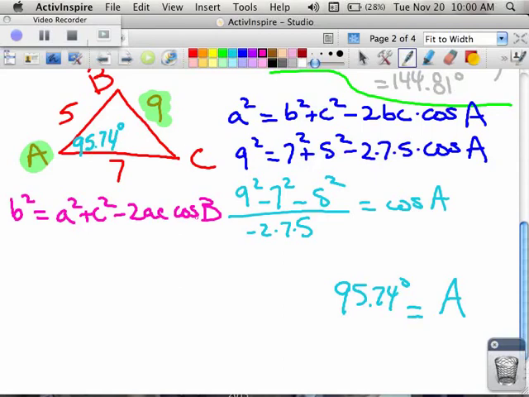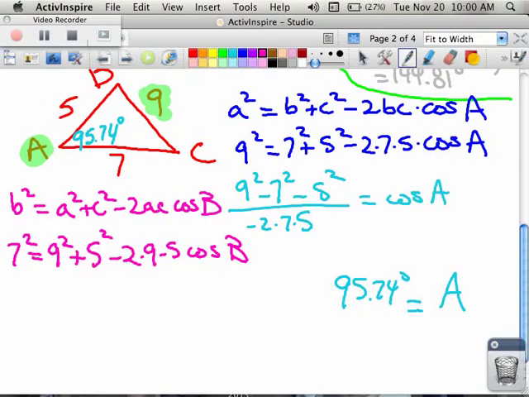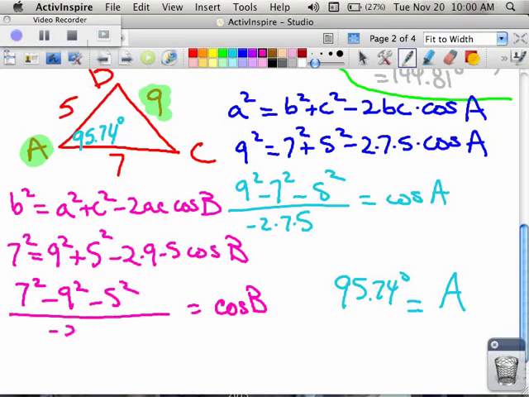Right. I plug in the numbers. 7 squared equals 9 squared plus 5 squared minus 2 times 9 times 5 times the cosine of B. Or in other words, the cosine of B is equal to that 7 squared minus the 9 squared minus the 5 squared all over minus 2 times 9 times 5. Again, you can plug all this into your calculator and do the inverse all at once if you want to.